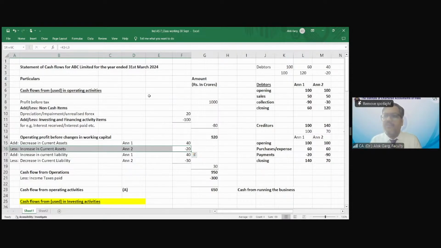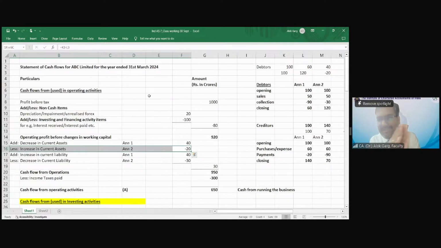Are you paying cash for impairment loss? No. Are you paying cash for your unrealized foreign exchange? No, sir, not until it is realized, right? So these are non-cash items, and I need to adjust the non-cash items in the profit because I am arriving at cash profit. Then you have to remove the items which will go into investing and financing, but are sitting in your statement of profit and loss, right? Yes, sir. Then you have to adjust your working capital.